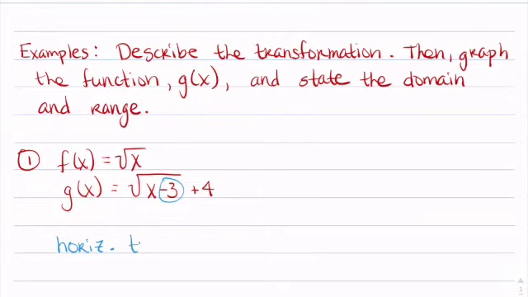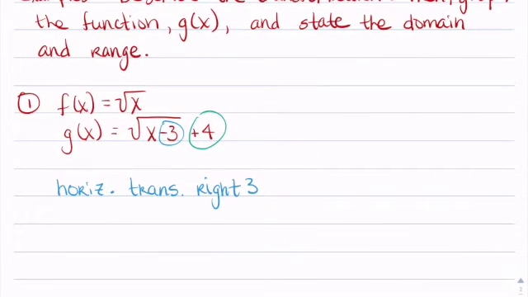So horizontal translation, right 3. Next, the 4 on the outside is a vertical translation. And that's going to be up, positive, by 4.